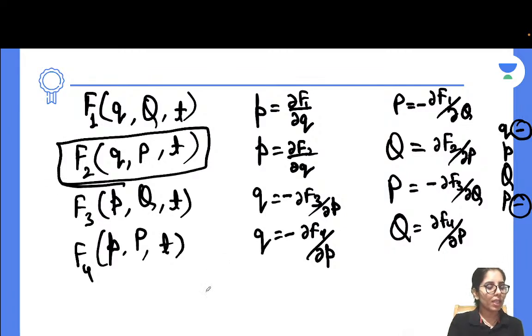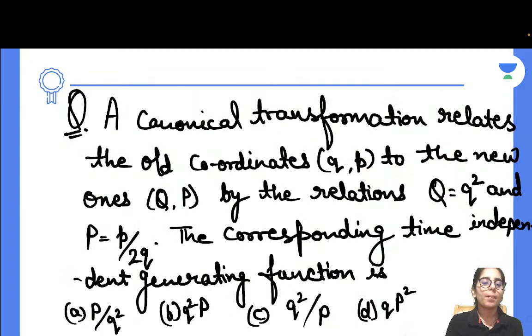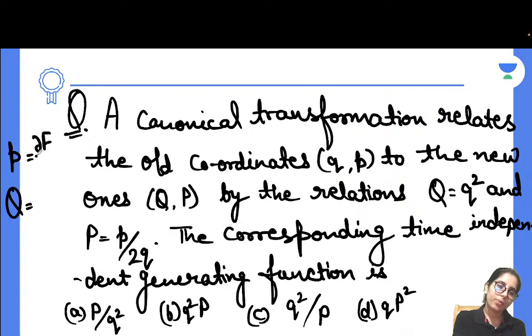Second one, but that's okay even if you are not thinking about what kind of generating function it is, first kind, second, third or fourth. Why? Because once you know it is a function of small q and capital P, what formula do you have to write? A small p formula and capital Q formula, whichever is not there. For that we write the formula corresponding to generating functions: delta F over delta q, and delta F over delta capital P.